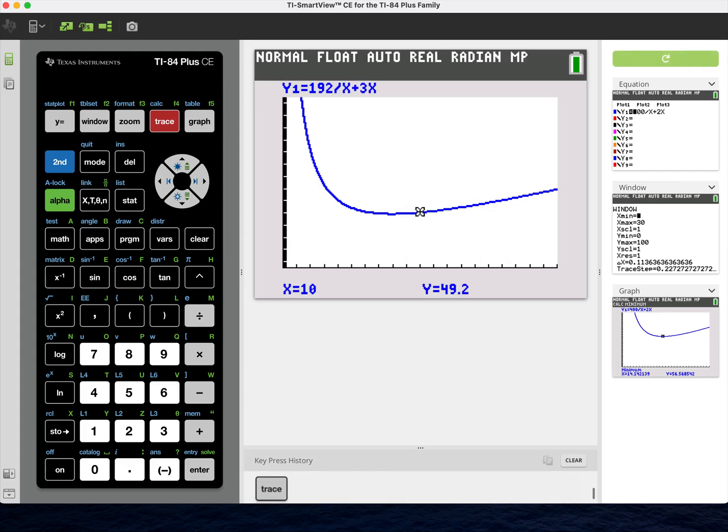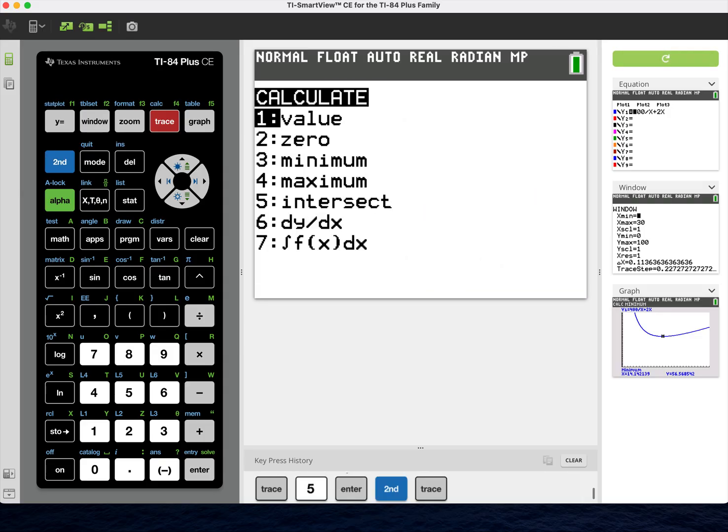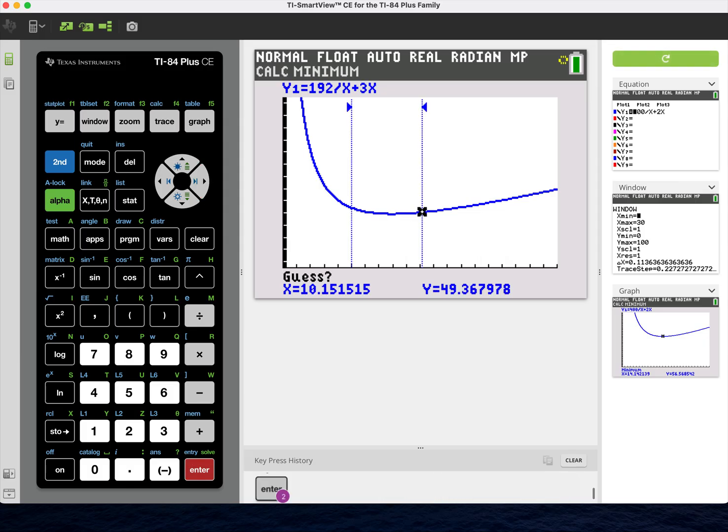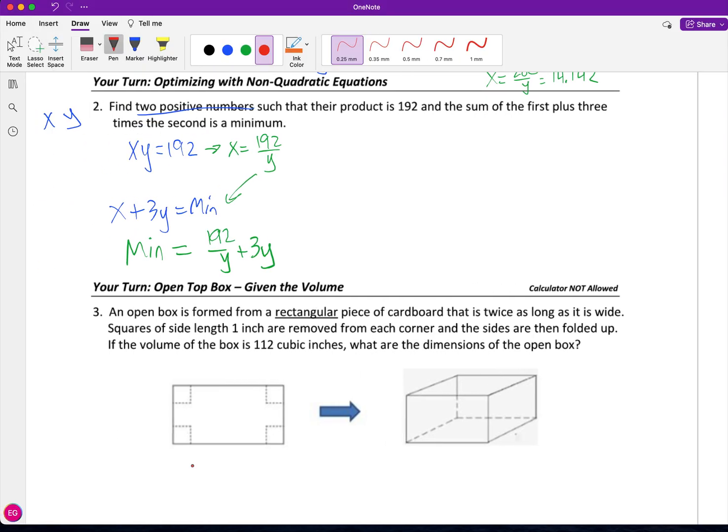So I am going to do my min. So second calc number 3, minimum. Hit a little enter, move myself over. Need to get past where I think the smallest one is, which I think was right there. And then enter, enter. It spits out, look at that, exactly 8 and 48. So that was pretty cool.